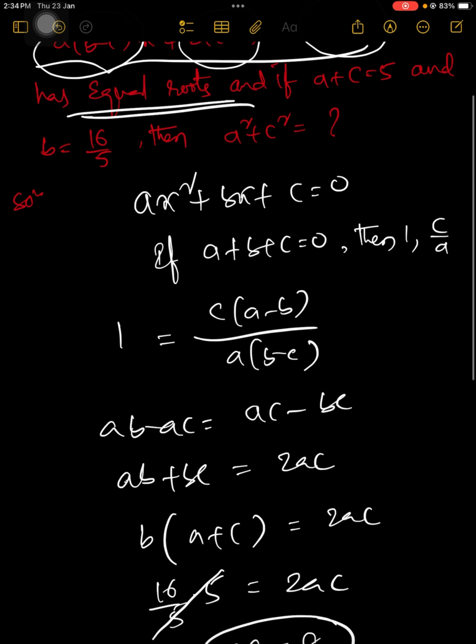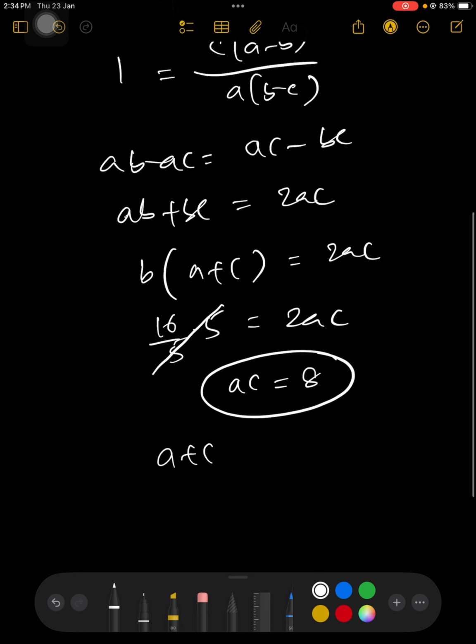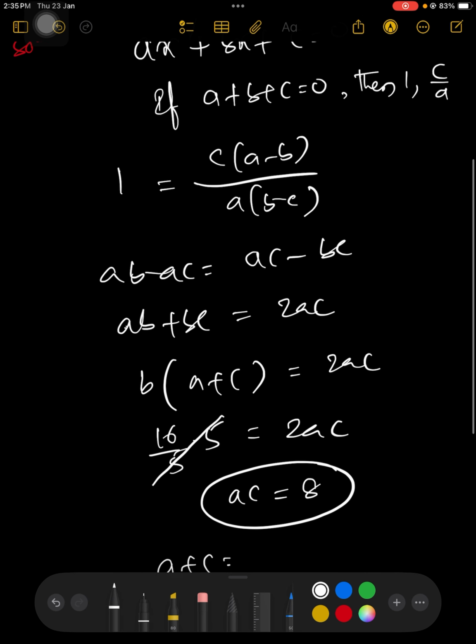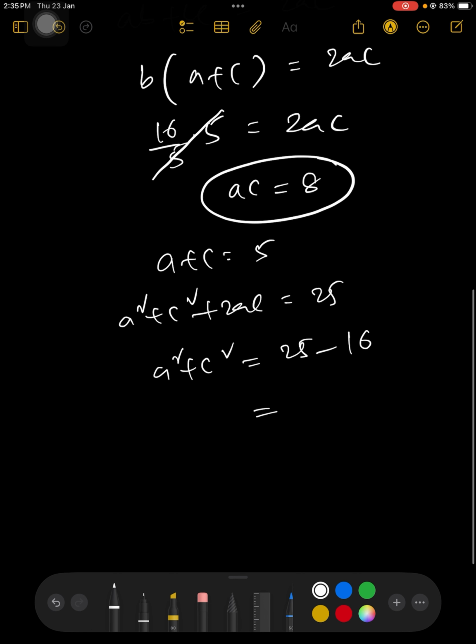Then we want a square plus c square. Now from the given data, a plus c equals 5, right? Now squaring on both sides, a square plus c square plus 2ac equals 25. Then a square plus c square is 25 minus 2ac, which is 25 minus 16. Then the answer is 9.